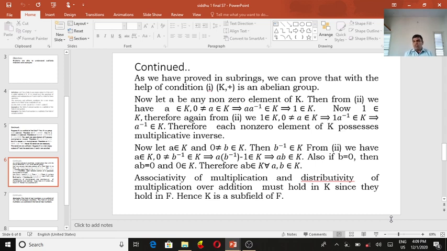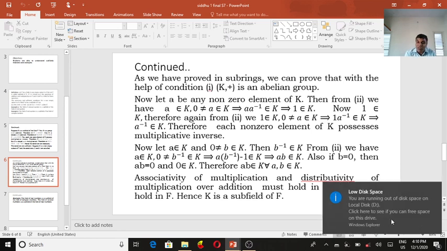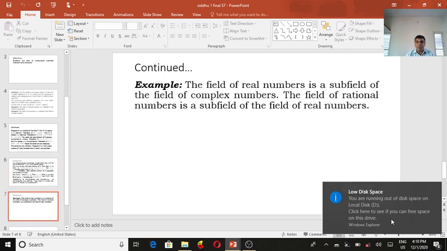We come to associativity: A of BC equals AB of C. So associativity under multiplication. We come to the distributive law: A of B plus C equals AB plus AC. This is distributivity of multiplication over addition. These must hold in K since they hold in F. What holds in K? Suddenly it holds in F. Hence, K is a subfield of F.